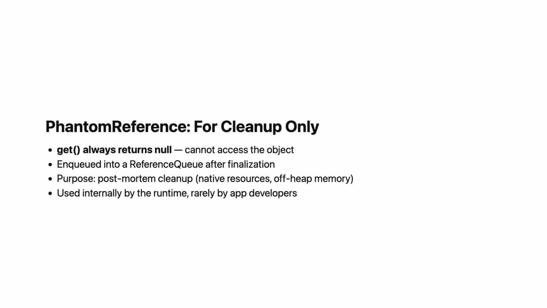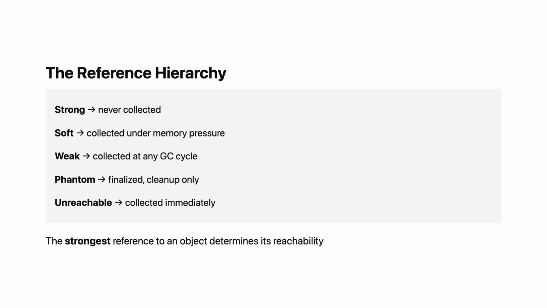In practice, most Android developers never create phantom references directly. They are used internally by the runtime and by libraries that manage native resources. But knowing they exist helps you understand the full picture of how the GC manages object lifecycles. Let me lay out the hierarchy so you can see how the GC prioritizes.